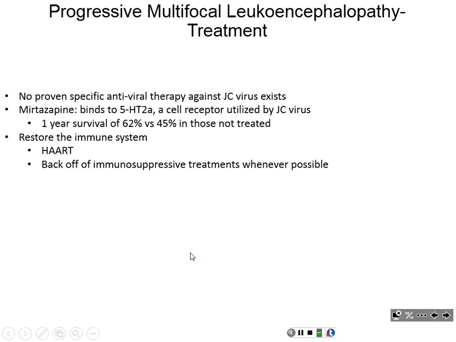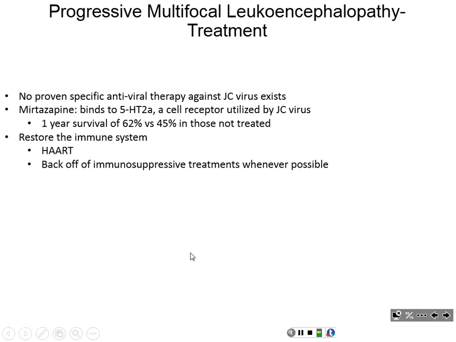Treatment here, we don't have treatment. Absolutely no proven specific antiviral therapy exists for the JC virus, so what are we going to do? There is a trial drug, mirtazapine, a little bit better 1-year survival in these patients, but really what we want to do is let the immune system take care of this.